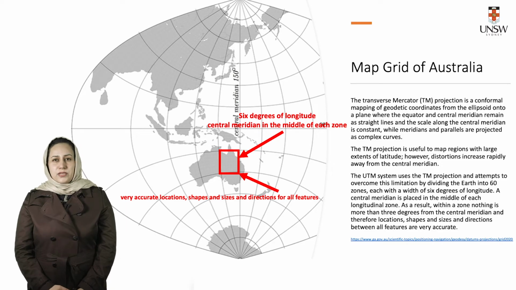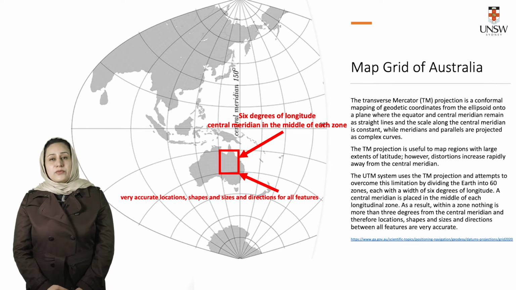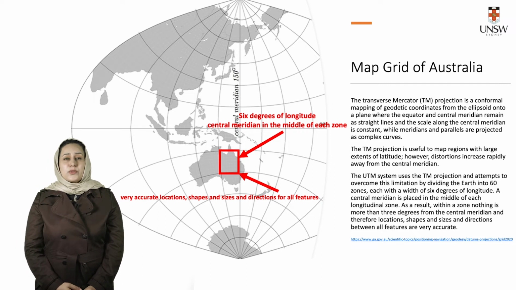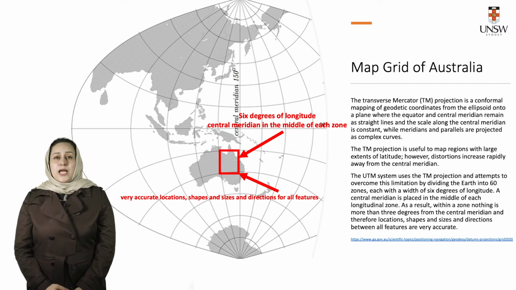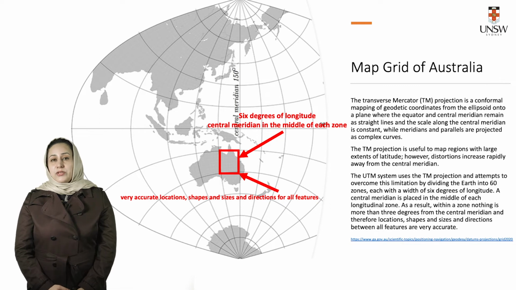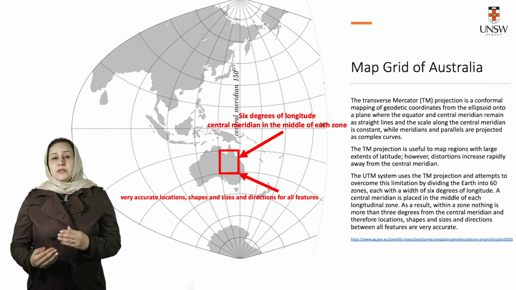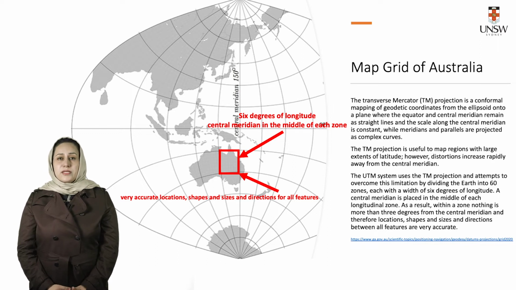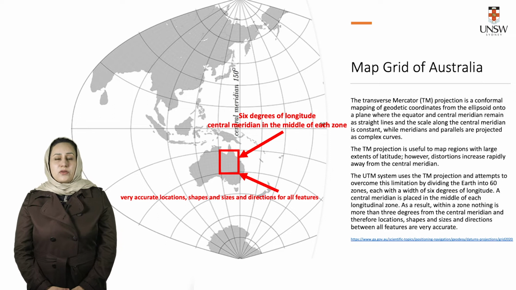What is the projection system of Australia? It is known as Map Grid of Australia and is part of Universal Transverse Mercator or UTM. In the UTM projection system, the Earth is divided into 60 zones. Each zone has a width of 6 degrees of longitude. A central meridian is in the middle of each longitudinal zone. Therefore, nothing is more than 3 degrees from the central meridian in each zone. Also, locations, shapes, sizes, and directions between all features are very accurate.